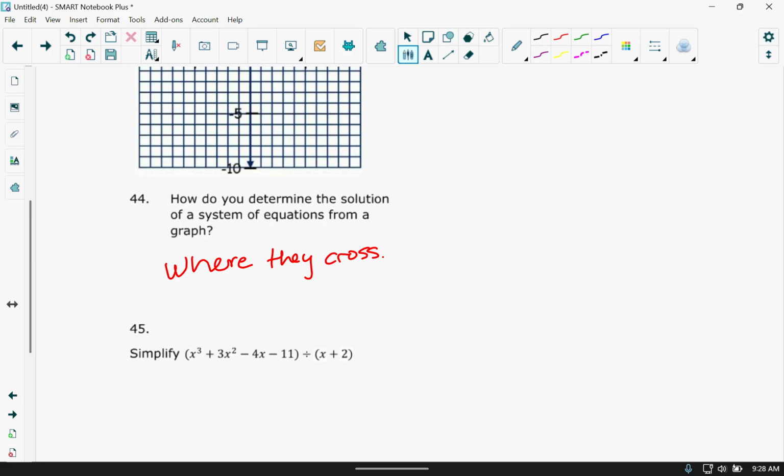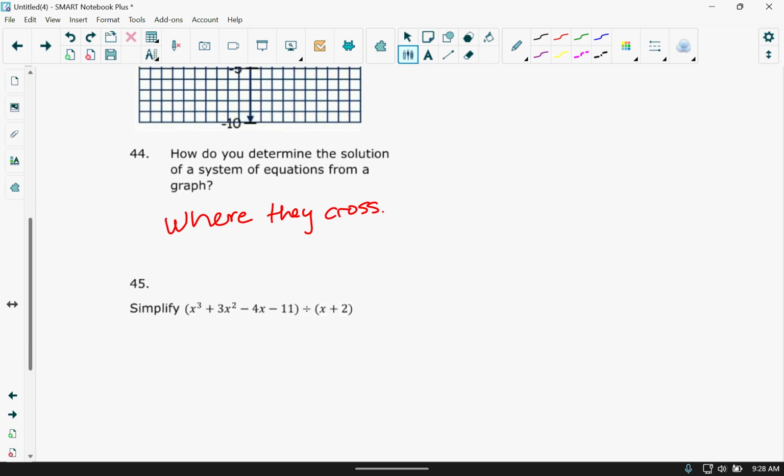Okay, the next one says simplify. This is a division problem. X to the third plus 3x squared minus 4x minus 11 divided by x plus 2. Now I like that it's an x plus 2 because I can do synthetic division, which means I put a negative 2 on the outside. Then on the inside I'll have 1, 3, negative 4, and negative 11.